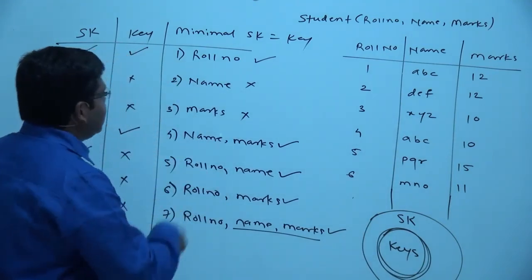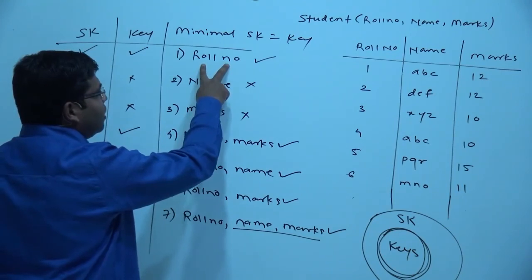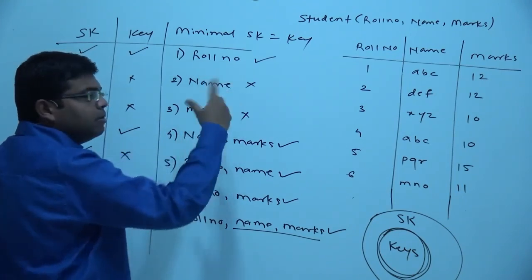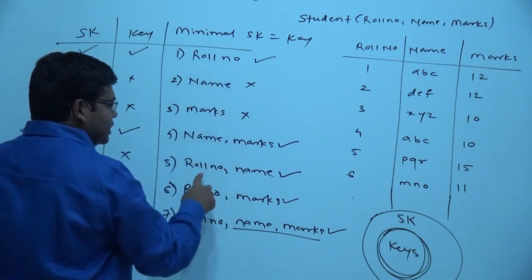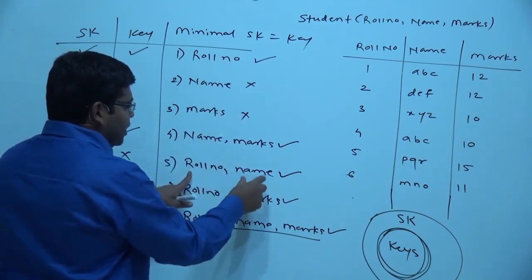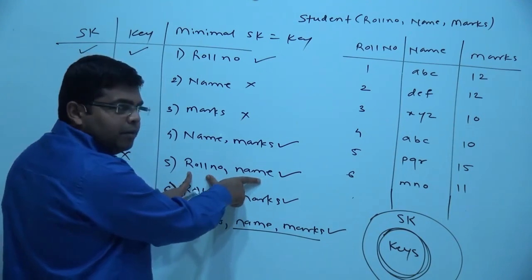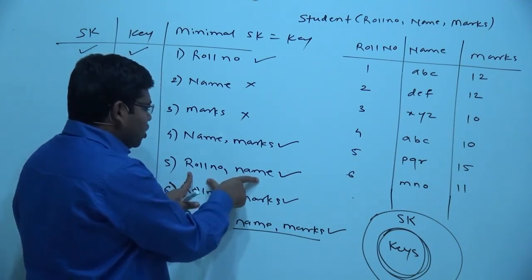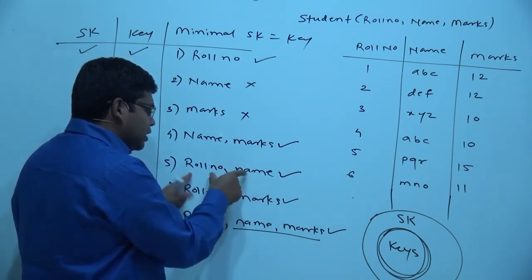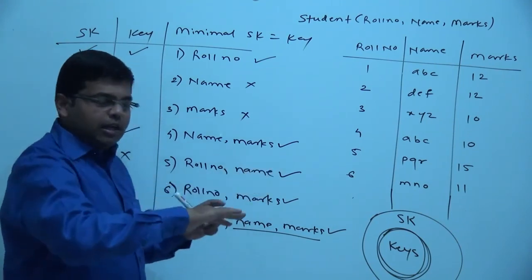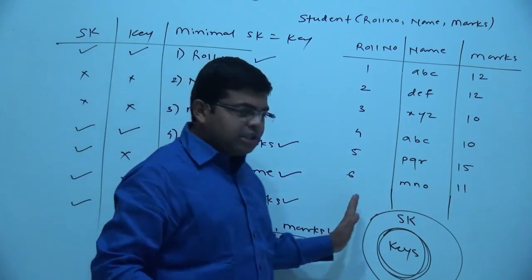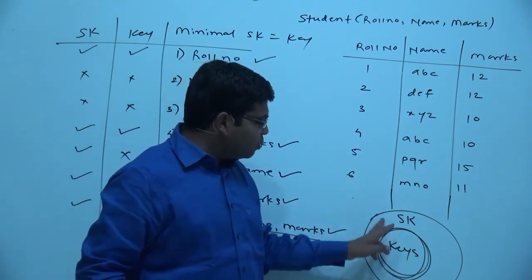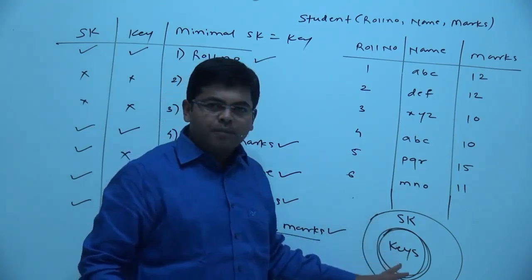Now see, what does that mean? What is the proper subset of roll number? Proper subset of roll number will be phi. Phi cannot be a key. Then let us see roll number and name. Here name is a proper subset of roll number and name, and therefore because a proper subset is a key, the given combination cannot be called as a key. It can be only called as a super key. So this is a simple relationship that we need to remember. Every key is a super key. A super key may be or may not be a key.